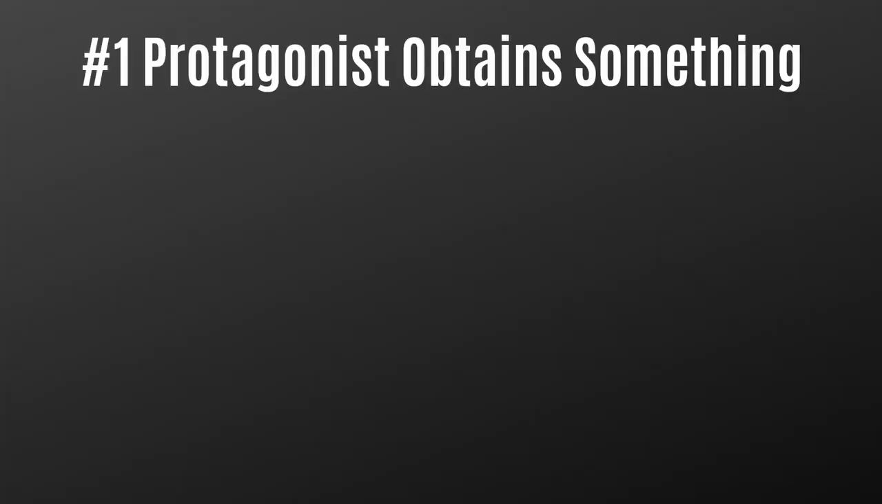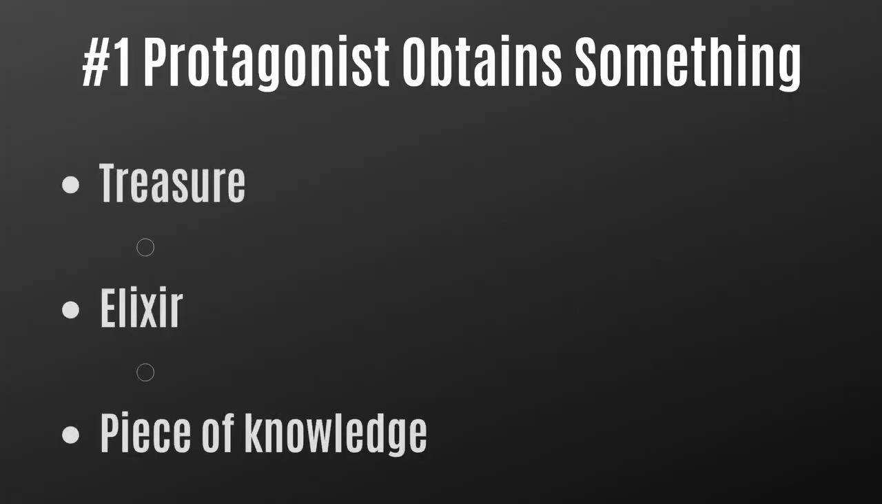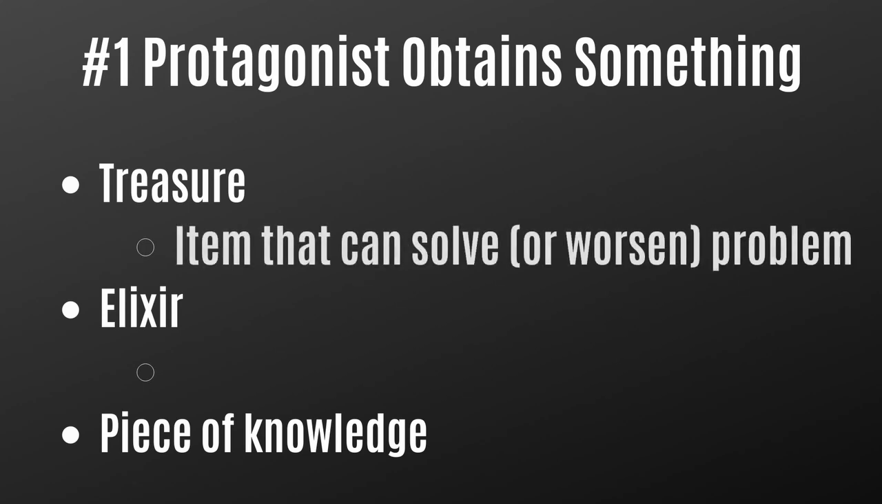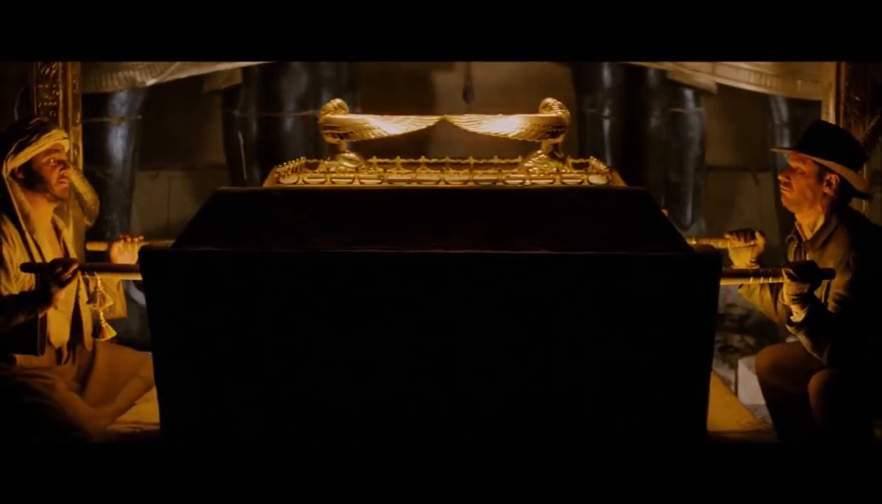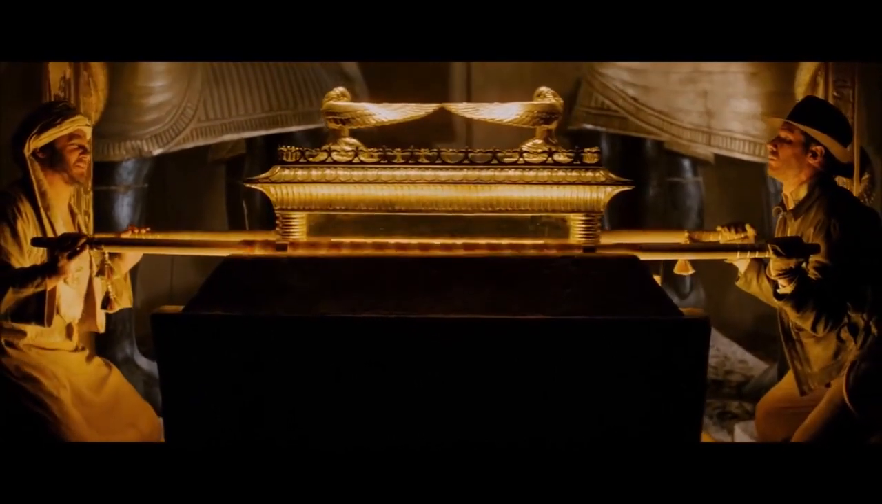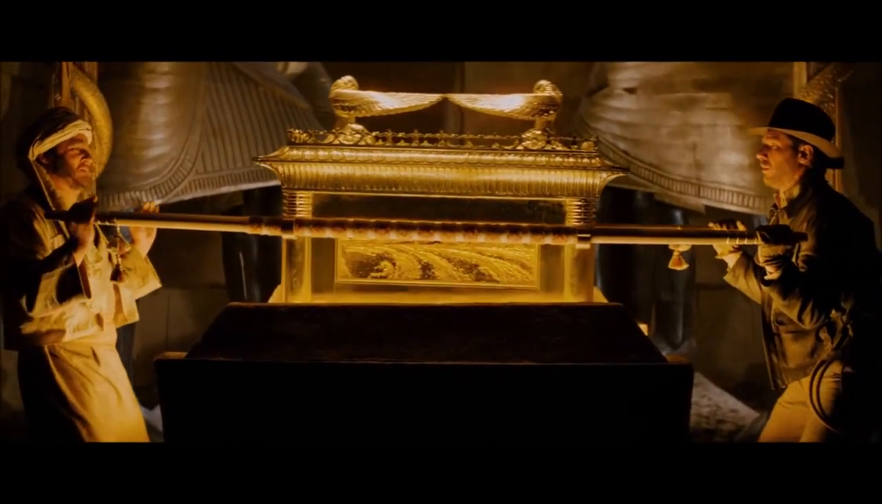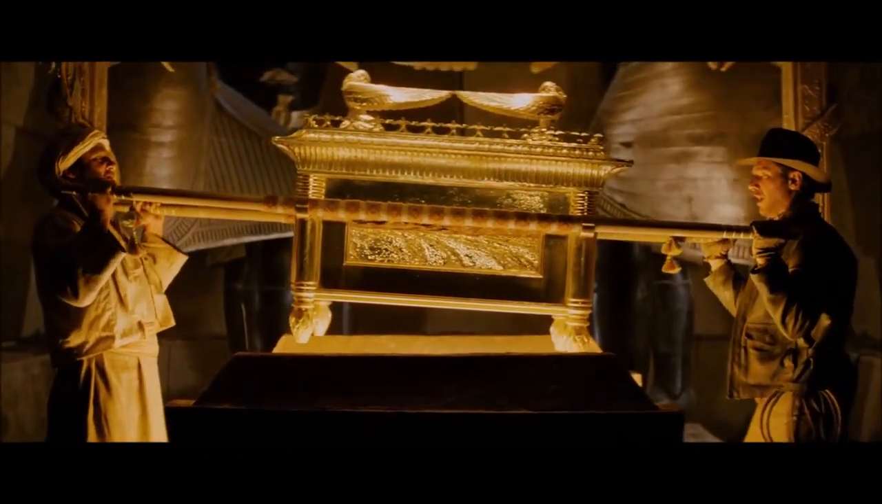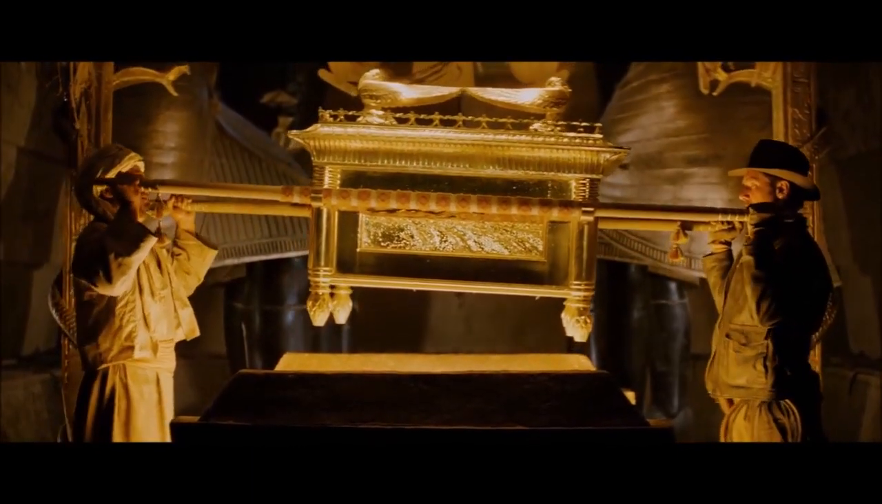The first thing he says is that the midpoint is a moment where the protagonist obtains either a treasure, an elixir, or a key piece of knowledge. So we already talked about getting that key piece of information, but sometimes at the midpoint you will get a treasure, and usually this is an item that enables the hero to accomplish their goal. In the middle of Raiders of the Lost Ark, Indiana Jones finds the Ark of the Covenant. That is the midpoint of the story, and that's a key item that enables him to defeat the Nazis.